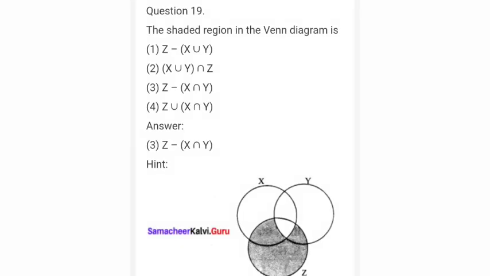Question number 19. The shaded region in the Venn diagram is: first, Z difference (X union Y); second, (X union Y) intersection Z; third, Z difference (X intersection Y); fourth, Z union (X intersection Y). That shaded part is a set difference, using De Morgan's law for set difference. The third option, Z difference (X intersection Y), is the answer.